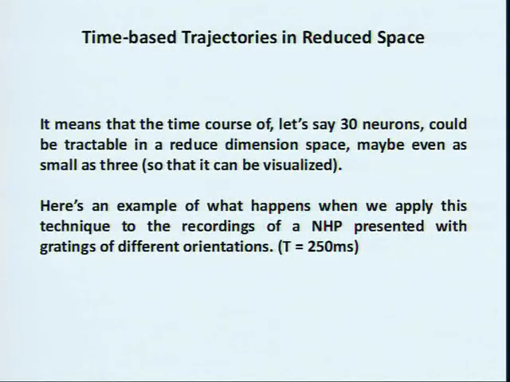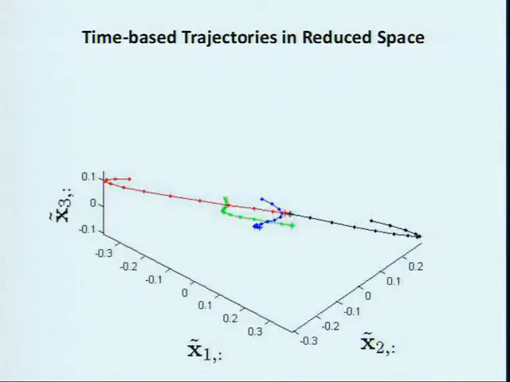Here's an example of when we apply this technique to the recording of an NHP, non-human primate, a monkey, presented with gratings of different orientations. T here is 250 milliseconds. This is the time of one trial. So I present gratings to the monkey back to back, and there are 12 orientations. Here I'm only presenting the results from 4.